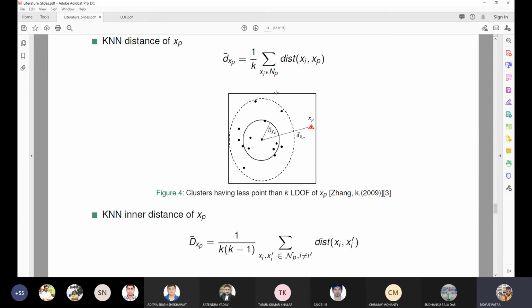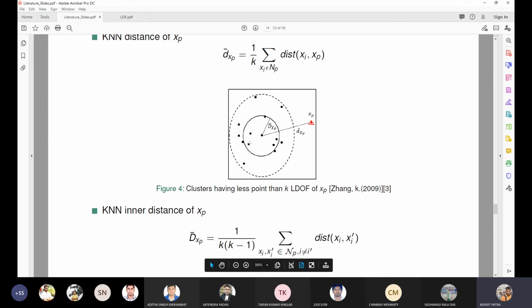Now you exclude this point. So now if you exclude this point, you will be left with this set of points, and you compute the average distances. That will give you the density of k nearest neighbor excluding the point here. Dx bar will be the average distance from all its points.